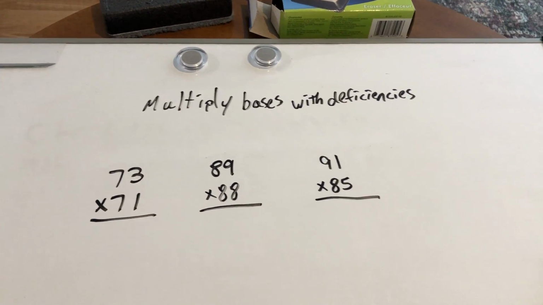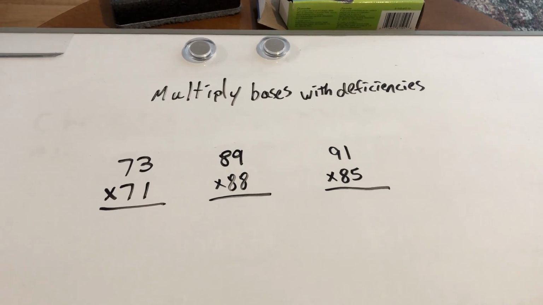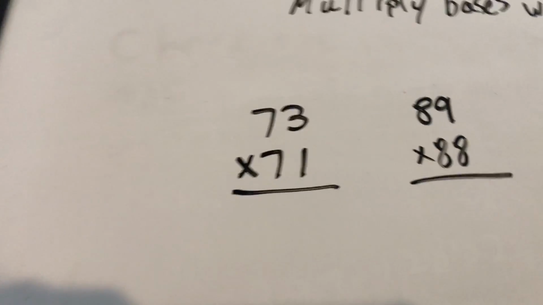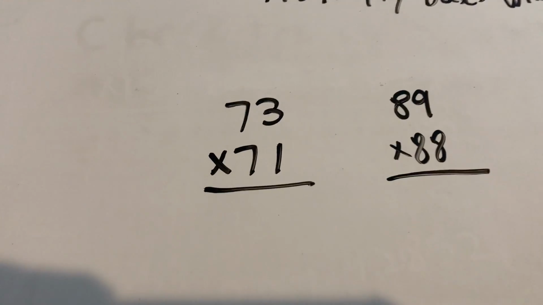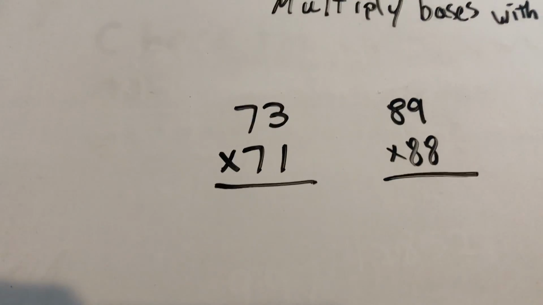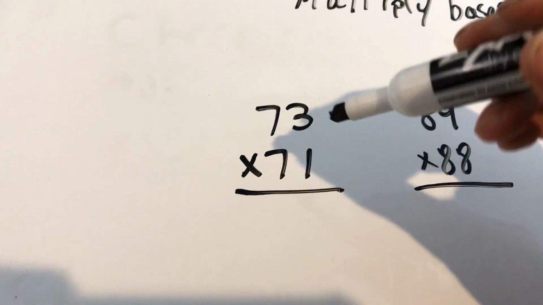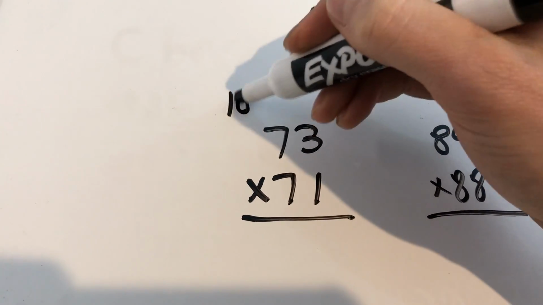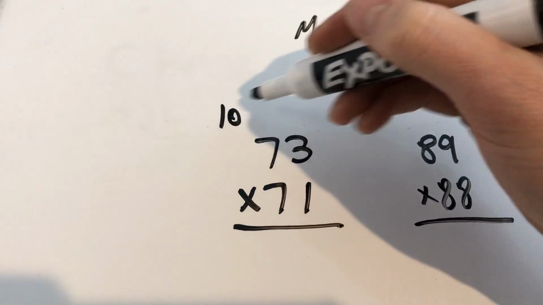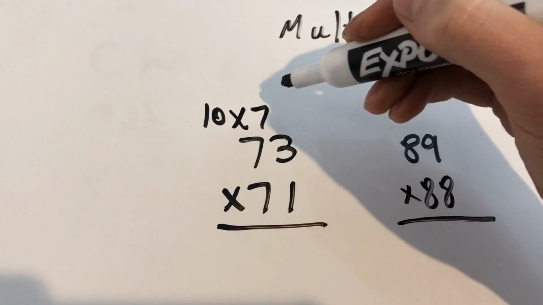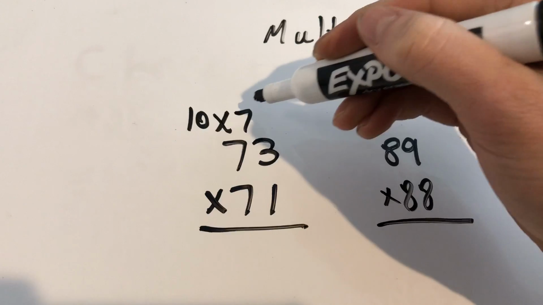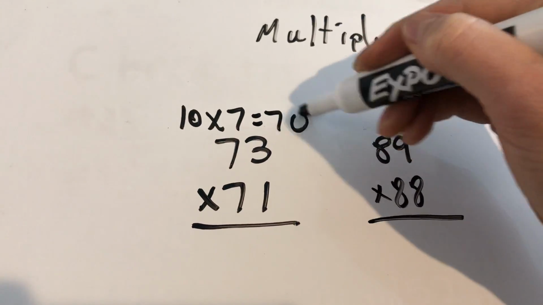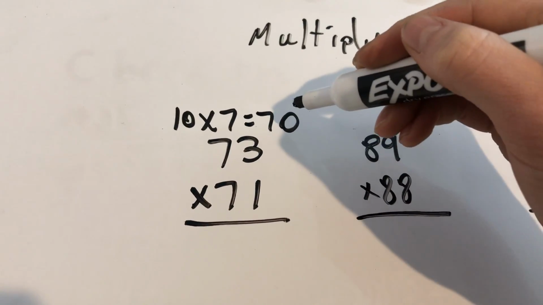Hey guys, today I'm going to teach you folks how to multiply bases with deficiencies. So starting from here, 73 times 71. First thing we want to do is come up with a formula. Since 73 times 71, the base with this one will be 10. 10 will be the actual base, times the 7, which 7 will be your deficiency, equals 70. And 70 will be the working base.